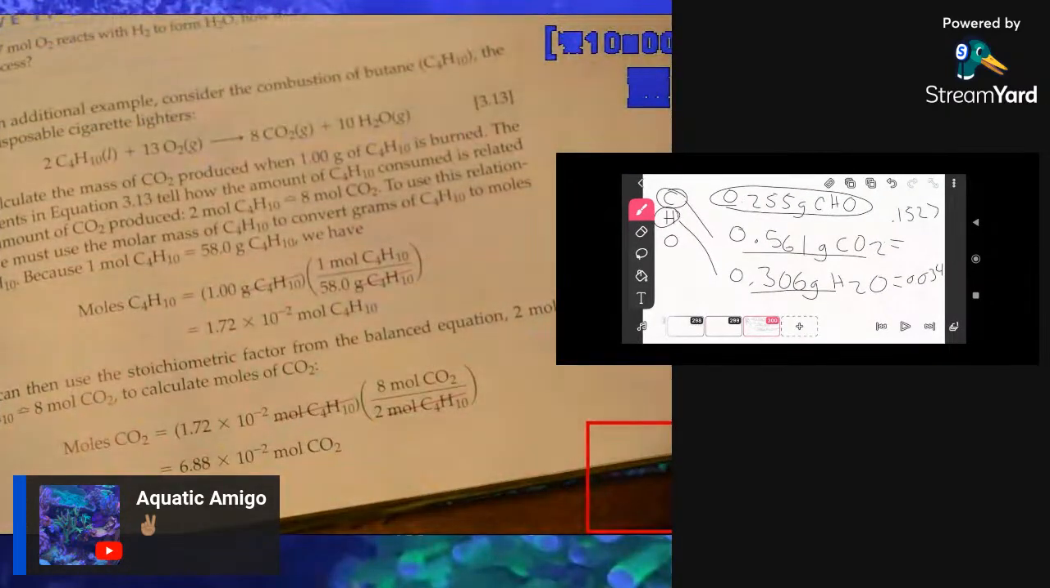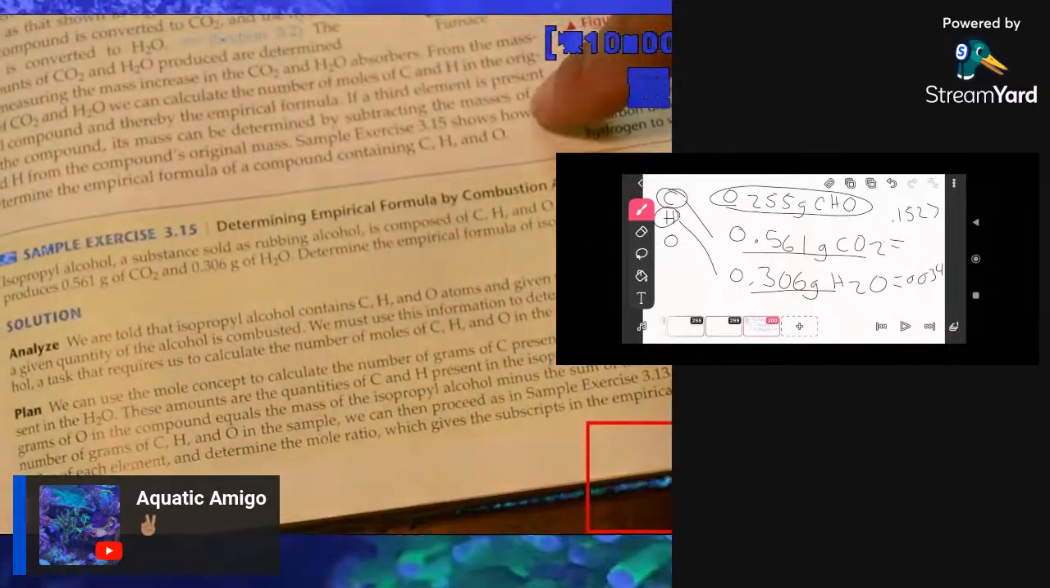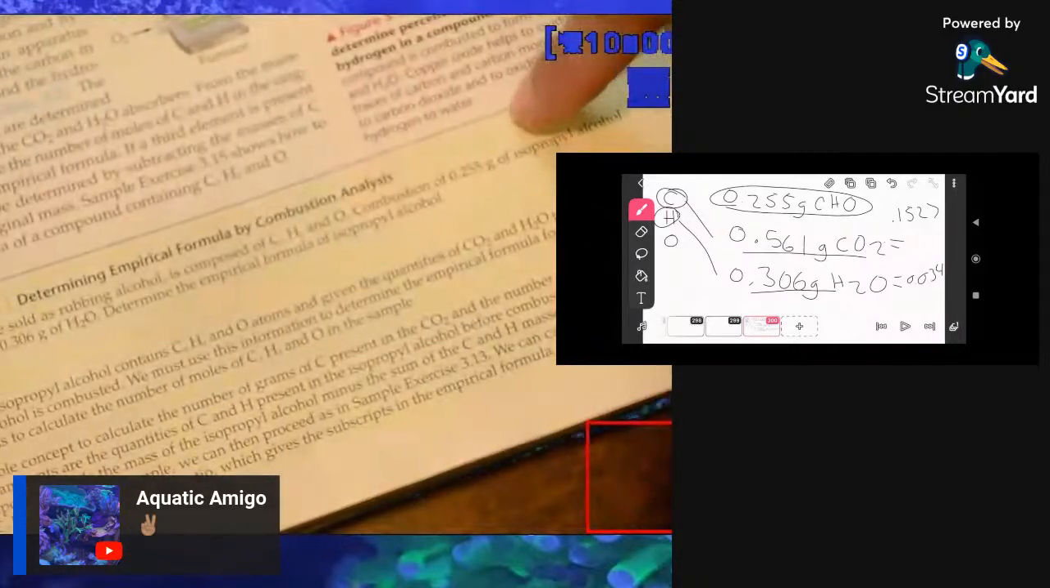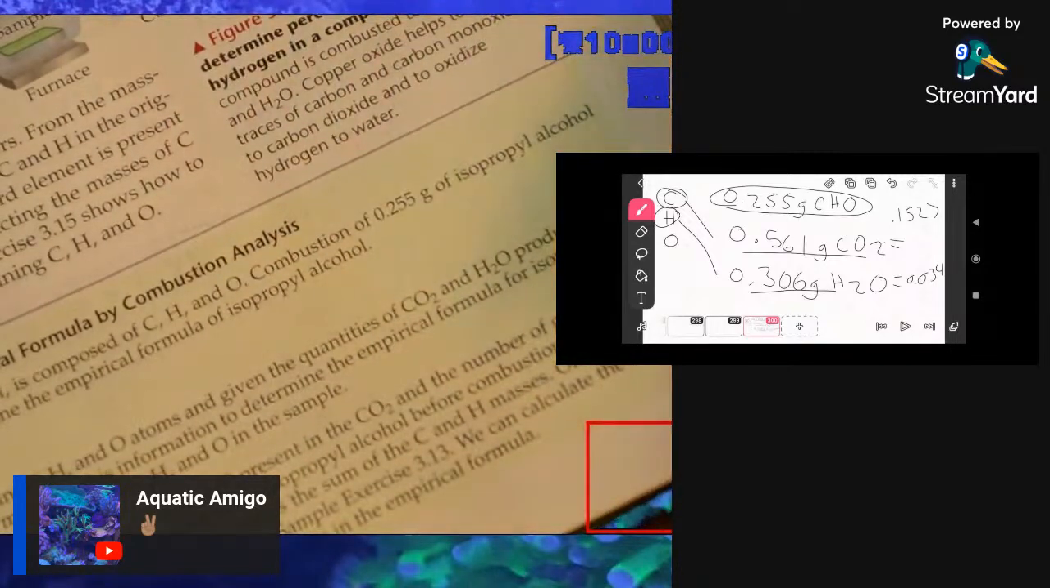All right, bam. Let's go back. Where's our problem at? Oh yeah, this is our problem. Okay, here's what I'm looking for. This is the original amount that they gave us. You see, combustion of the alcohol produces 0.225 grams, which gives us the numbers that we have right now.